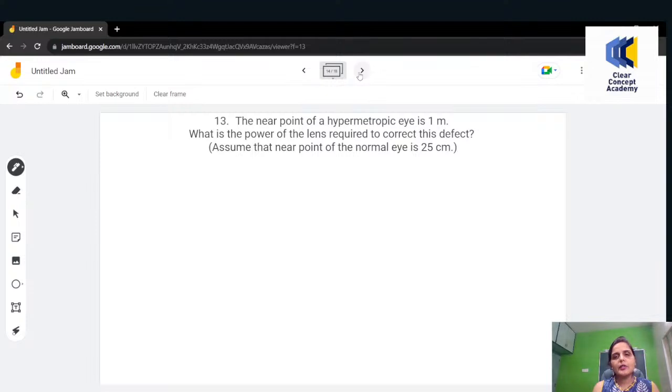The near point of a hypermetropic eye is 1 meter. So they have mentioned that it is the hypermetropic eye. So the shifted near point is always the image distance. So it is minus 1 meter. In this case, assume the near point of the normal eye as 25 centimeters. So it will be minus 25 centimeter, but both the distances should be in the same unit and we have to calculate the power of the lens. So I'm going to convert this into meter. So U is minus 0.25 meter.